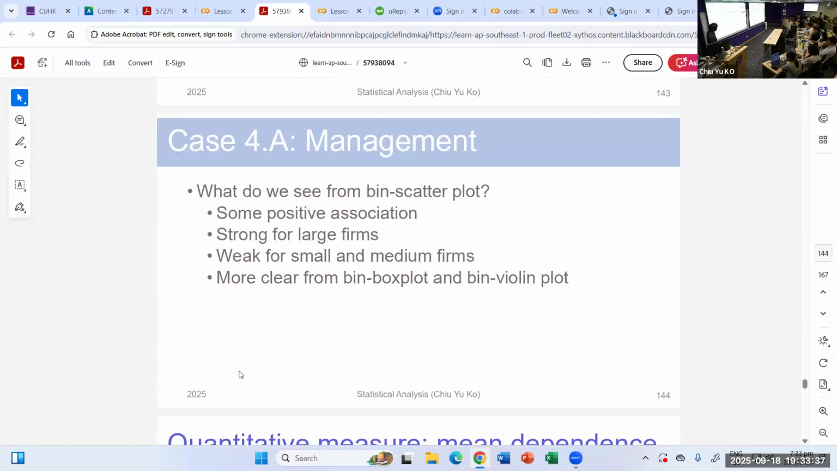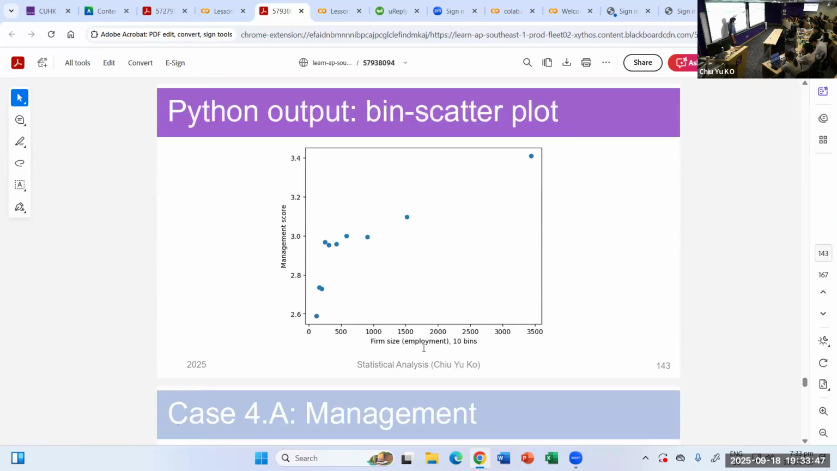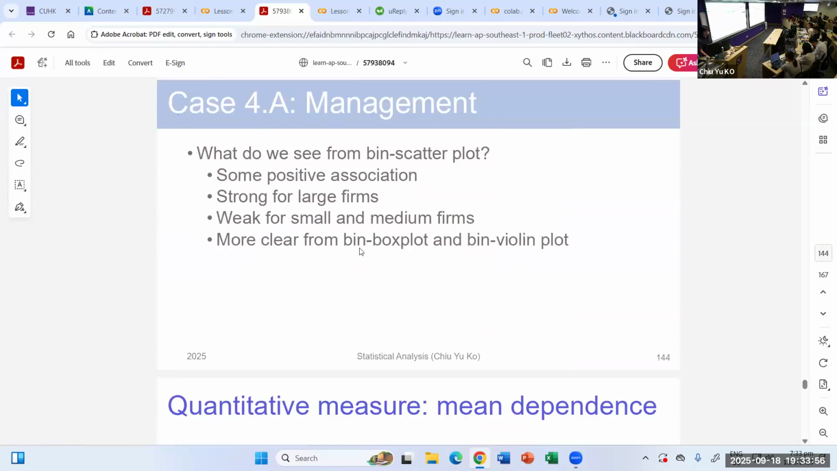So we can see a very strong correlation, association. Large firms are very good, not so strong for the medium and small, right? Because this increased a lot, and here is a little bit weak, right? Not very clear, but at least you can show the big firm is improving. Okay.